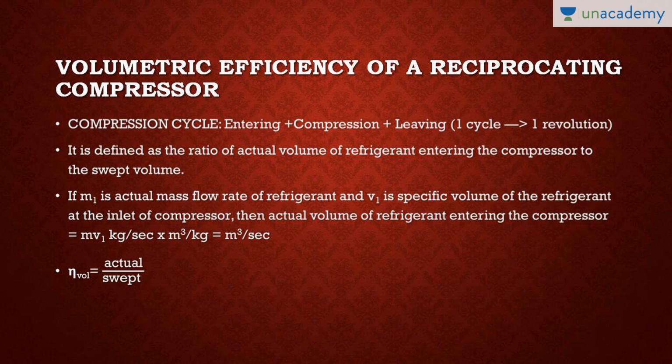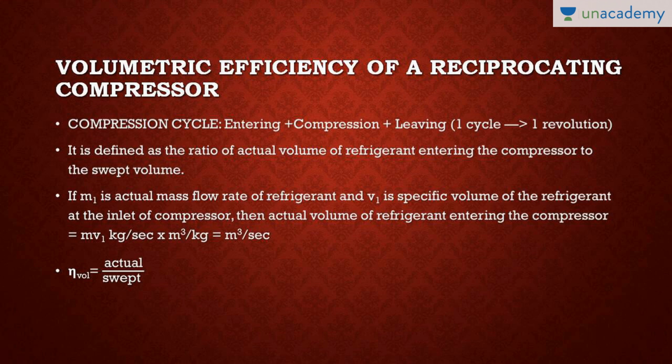So how can you define the volumetric efficiency? Volumetric efficiency is defined as the ratio of actual volume of refrigerant entering the compressor to the swept volume. See, the swept volume is pi by 4 d square into L, where D is the bore diameter and L is the stroke length. This is the swept volume, and in the numerator is the actual volume entering inside the compressor. So the volumetric efficiency is actual volume divided by swept volume.